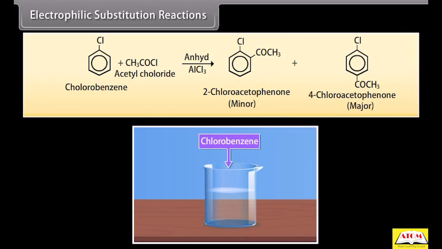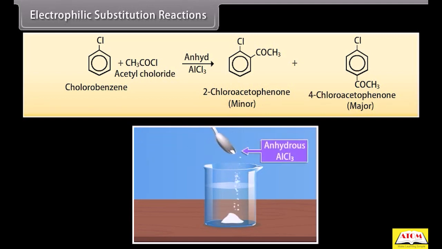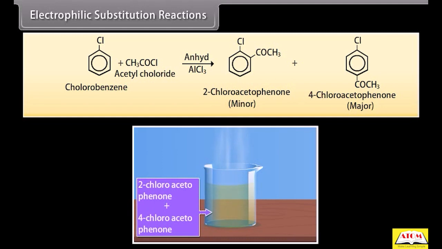When chlorobenzene solution is mixed with acetyl chloride and then we add some pieces of anhydrous aluminium chloride, it reacts to give 2-chloroacetophenone, which is a minor product, and 4-chloroacetophenone, which is a major product.